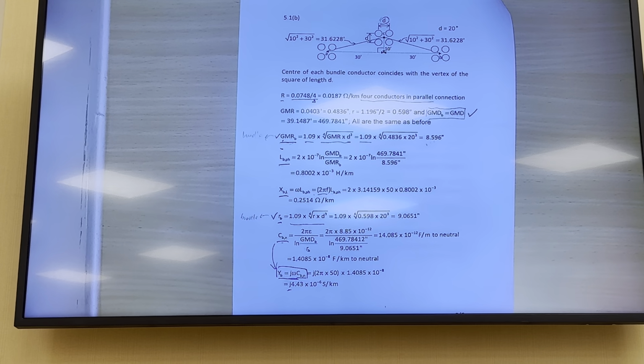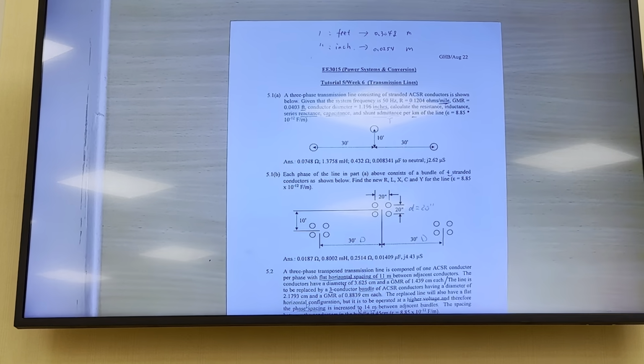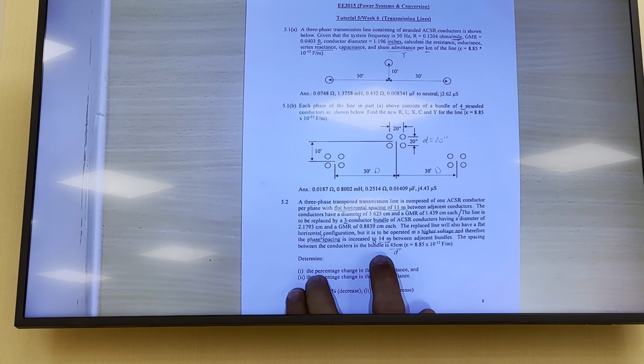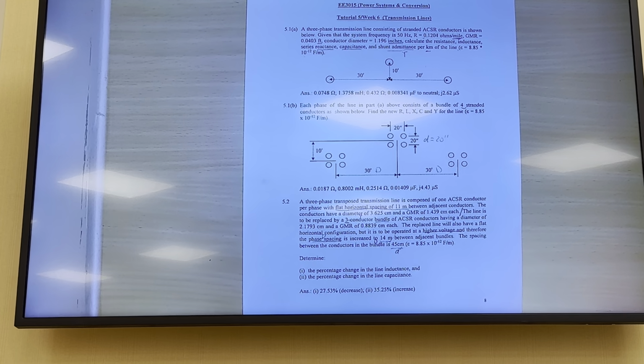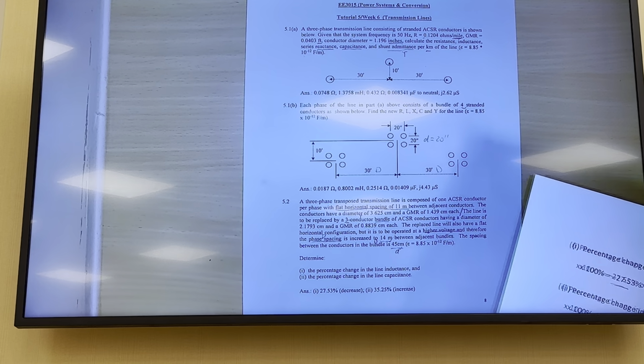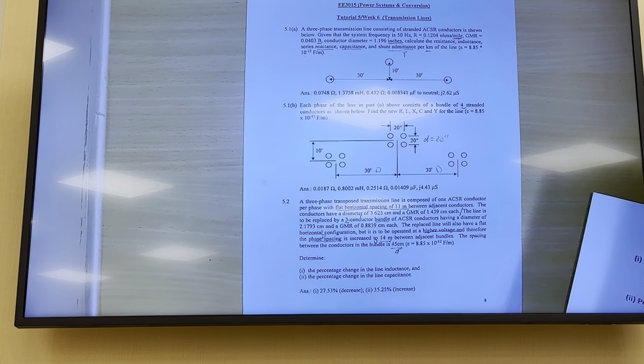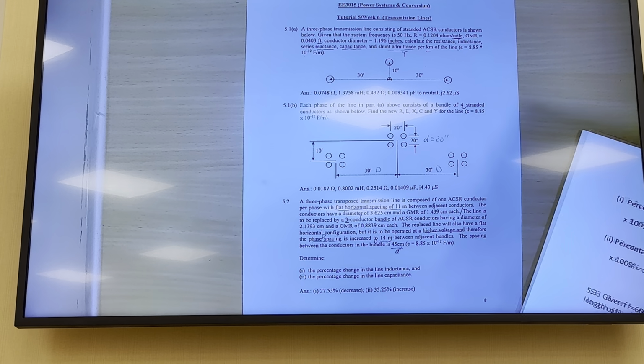Any questions for the first two? Okay. The difference is that the second one is a bundled conductor. Okay. Now, if no questions, we move to 5.2. Okay, 5.2.